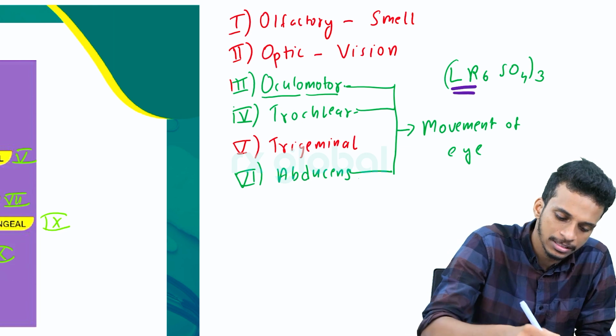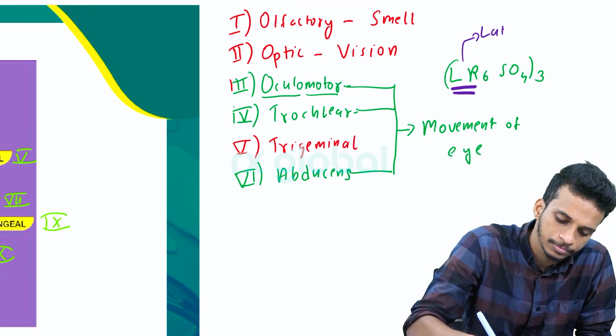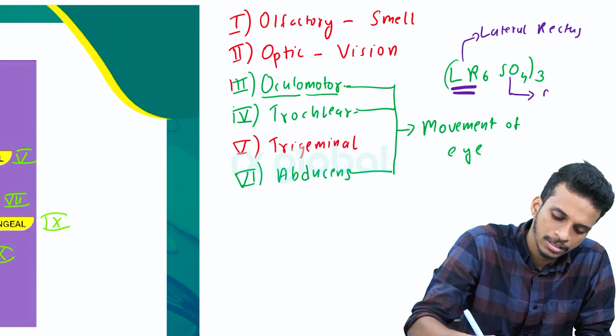So here LR means lateral rectus. Lateral rectus is actually a muscle, and SO means superior oblique.